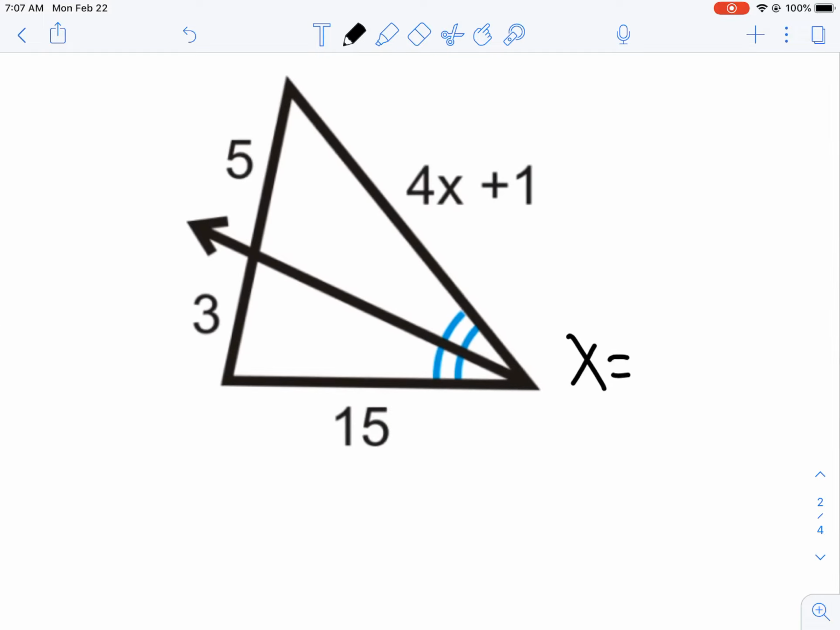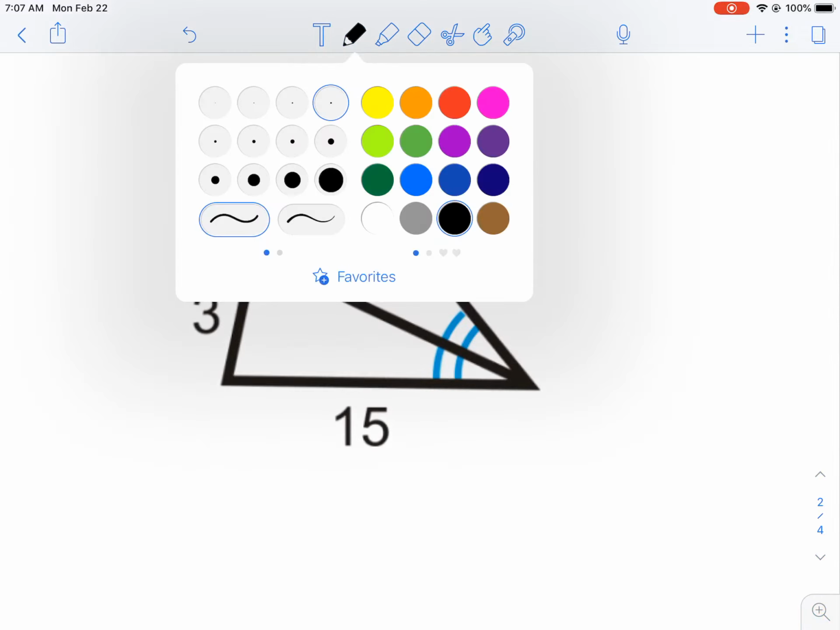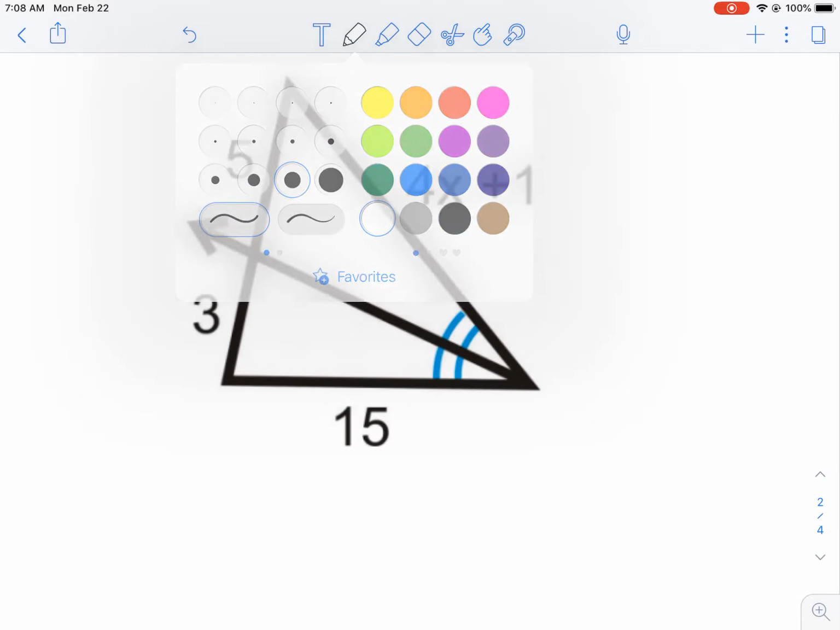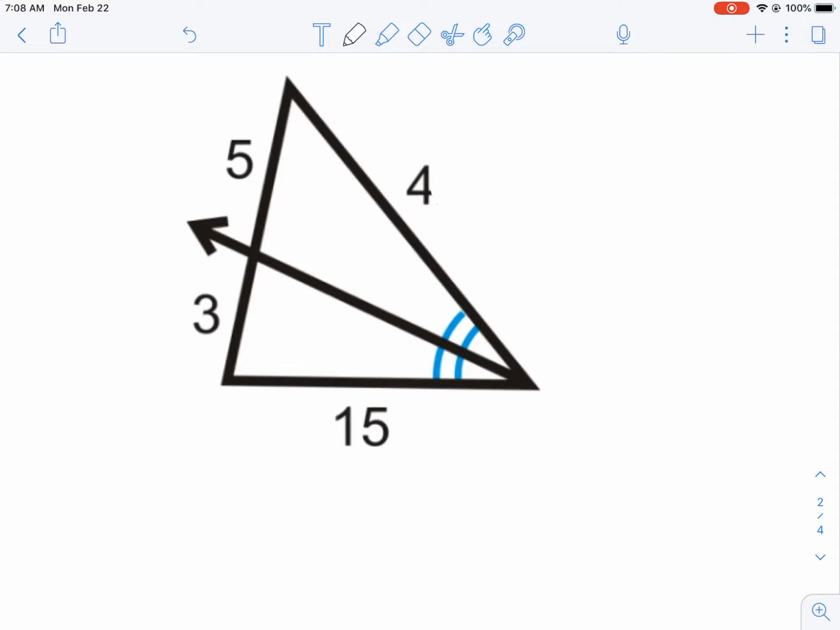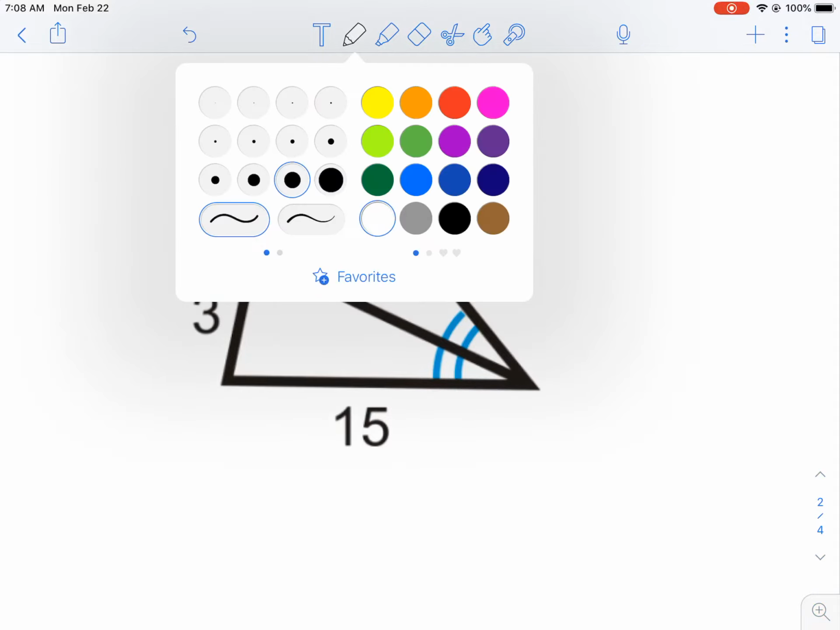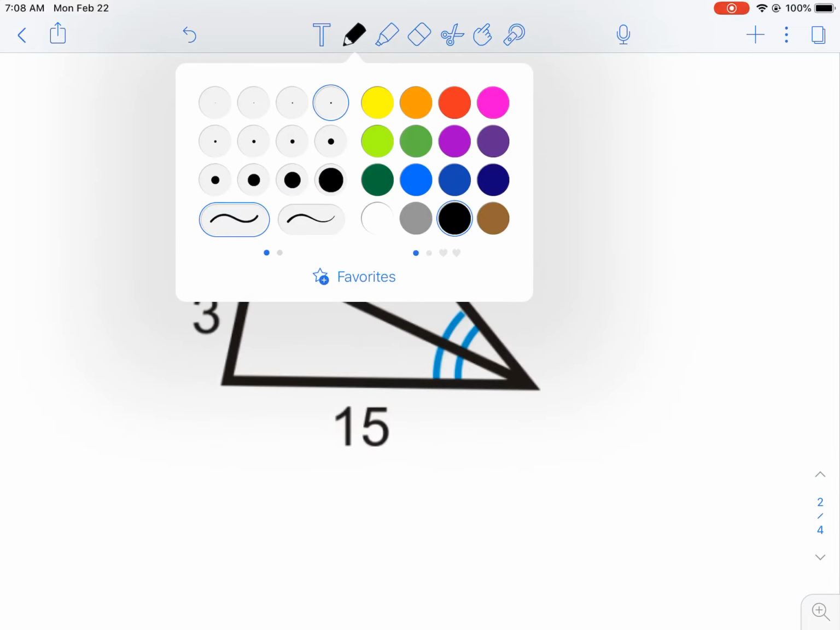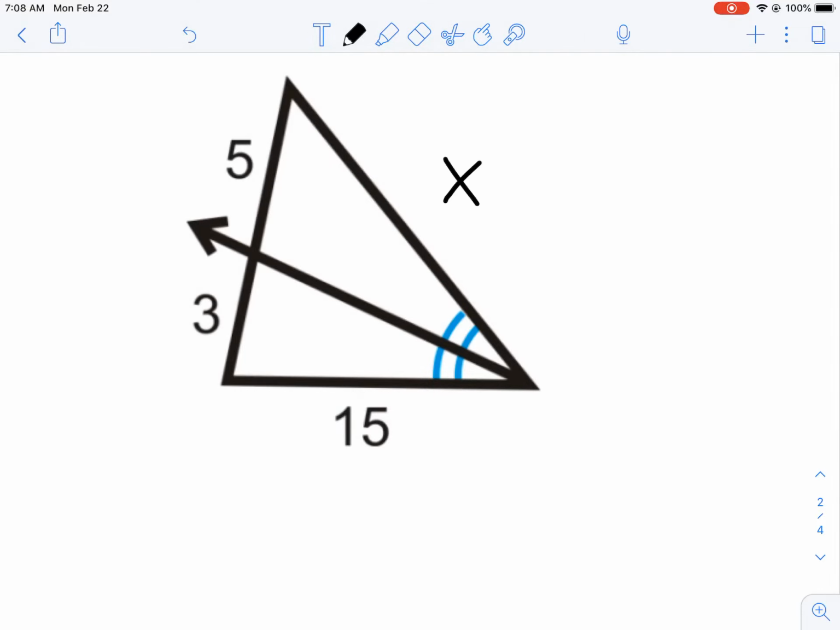Last one. This one, I'm going to show you a different way to think about it. Pretend at first like this was the problem, okay? And all you need to do is find that side. Could you do it? I think you could. It would actually be pretty easy.